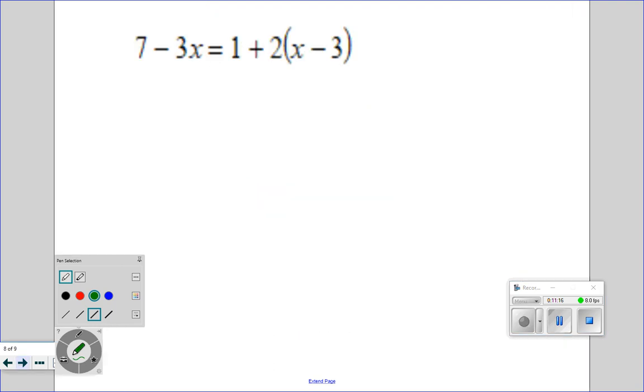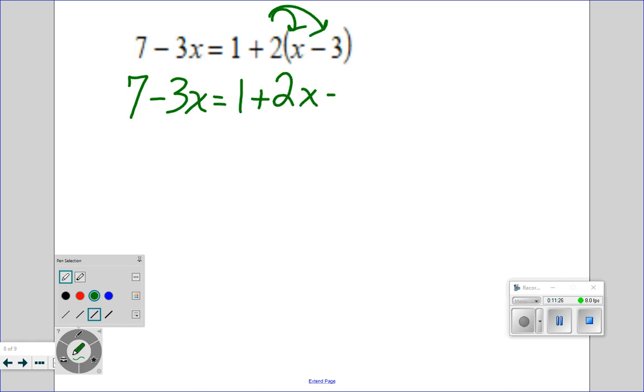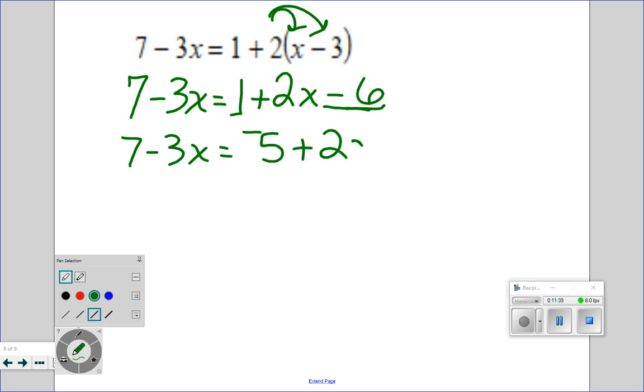Okay, 2 more quick problems. All right, we're going to start off by distributing on the right side here. I'm going to distribute that 2 and get 2x minus 6. I can combine like terms here on the right side. I have a positive 1 and a negative 6. So that's going to be negative 5 plus 2x.